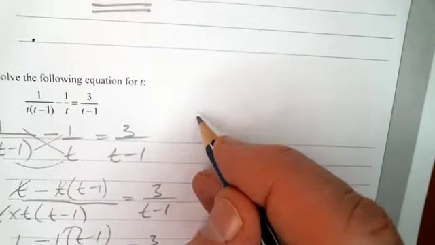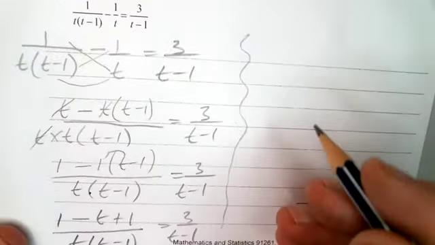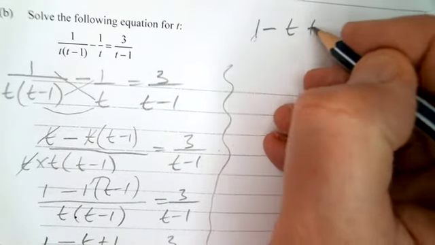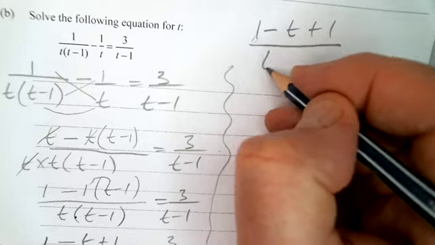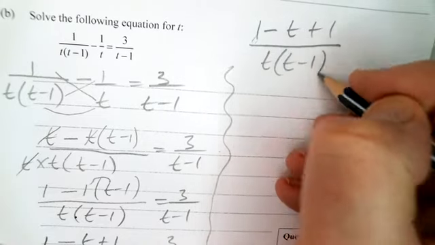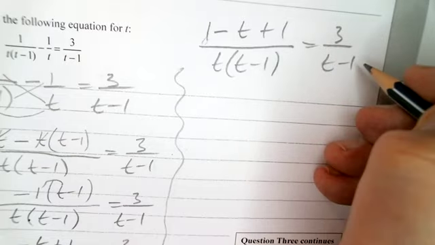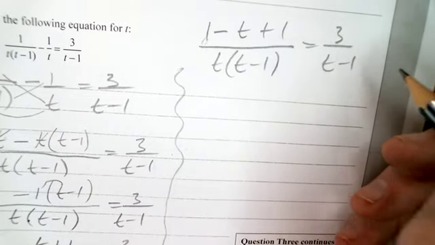All right, so I'll put a bit of a line down the middle here. I'm going to restate the problem. Here it is: 1 minus t plus 1, which I probably could have simplified at that point, over t times t minus 1, is equal to 3 over t minus 1. Okay, so that should be all right.